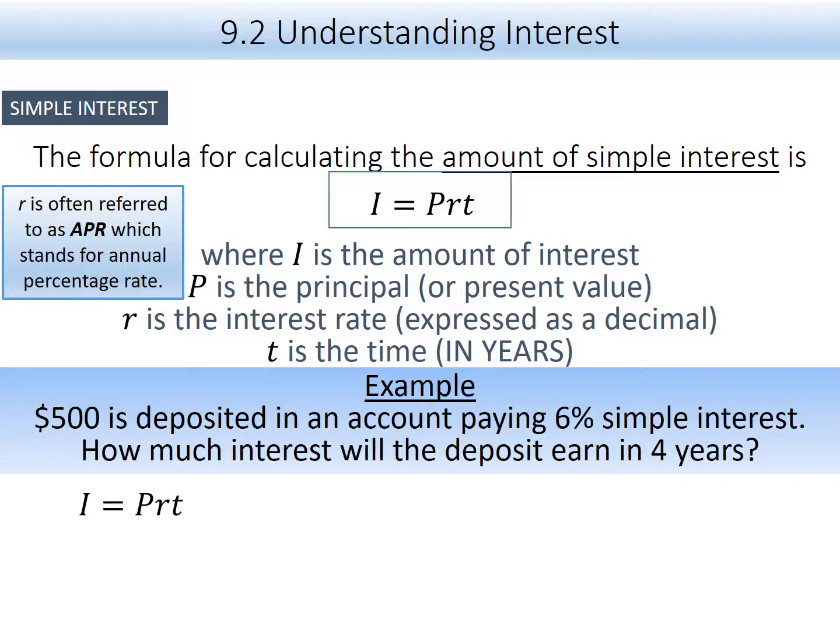and plug in. The principal is what you start with. That's the $500. That goes in. The R is the interest rate written in decimal. That was 6%. Change it to a decimal, 0.06. And then it's multiplied by the time, which is 4 years.